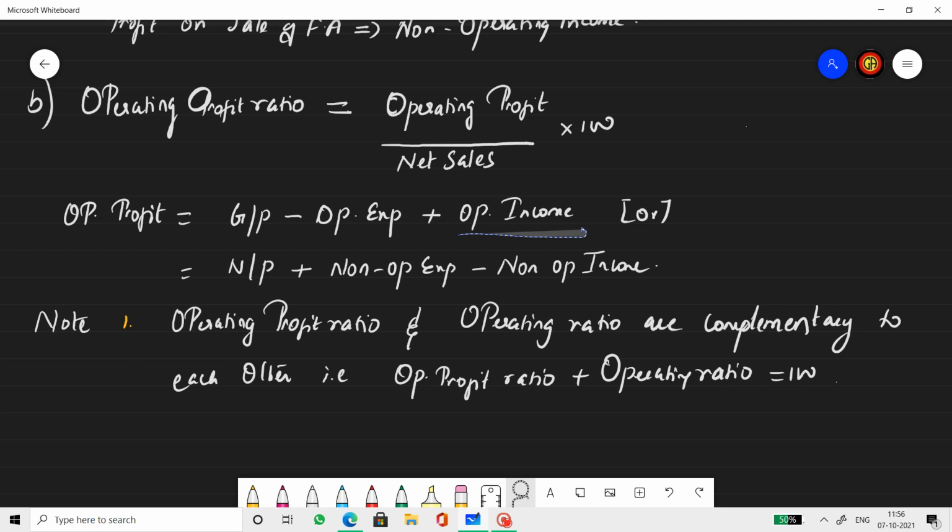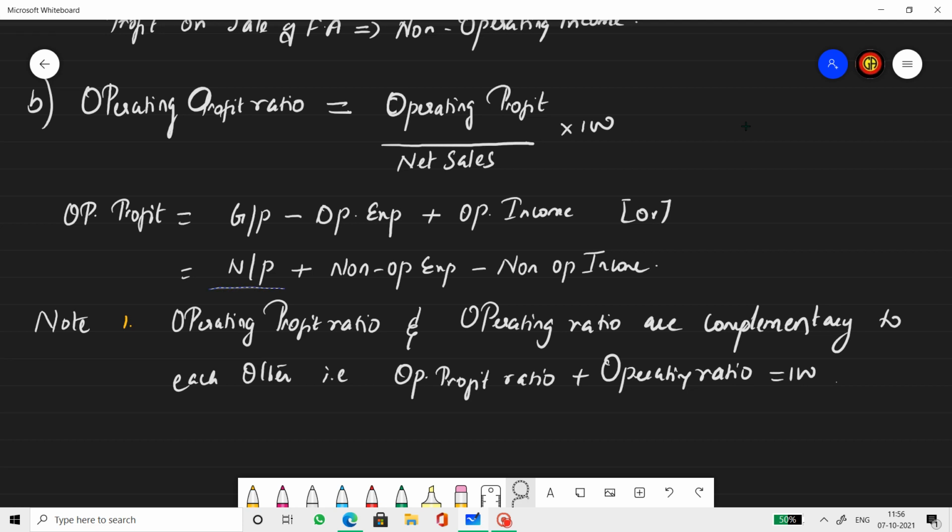In the previous video, in which I discussed gross profit and net profit ratio, I showed you a pro forma of profit and loss account. Do remember that that is easier to do rather than writing a statement like this. Operating profit equals gross profit minus operating expenses plus operating income. This is if we take the route through the gross profit way.